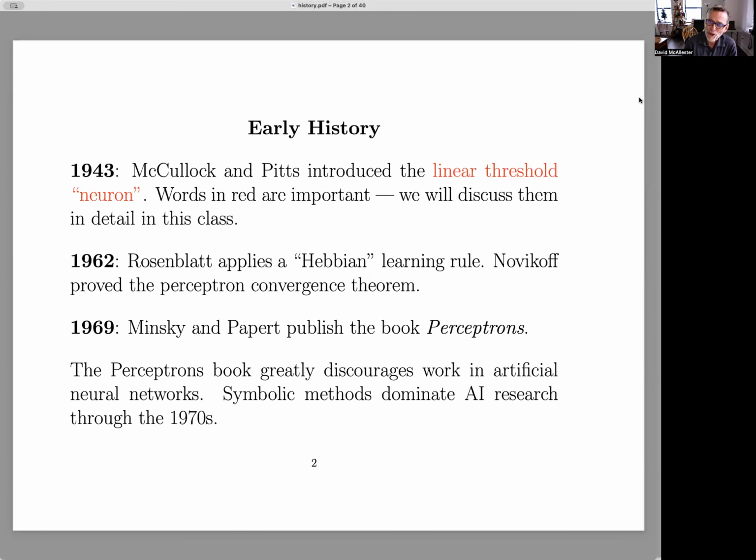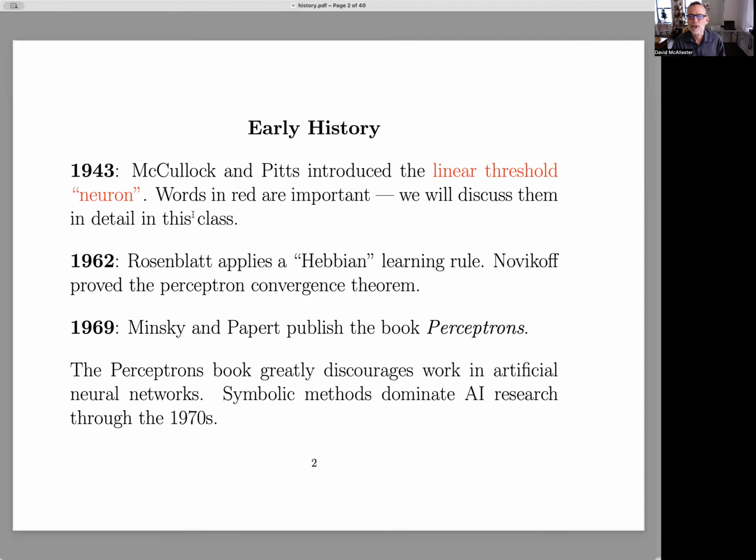In 1943, McCulloch and Pitts introduced the linear threshold unit. Now, the linear threshold unit, or a version of it, remains the central workhorse of deep learning. The idea is you take a linear combination of inputs, pass it through a threshold function. If it passes the threshold function, the signal continues, and it's based on the anatomical structure of actual neurons from 1943.